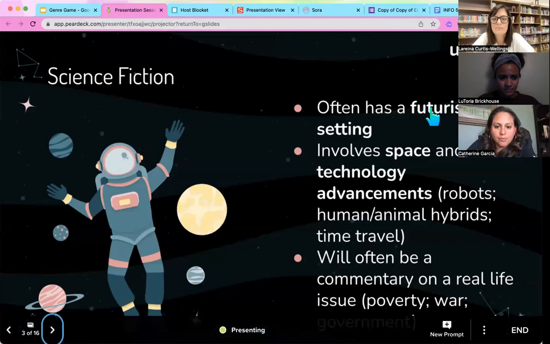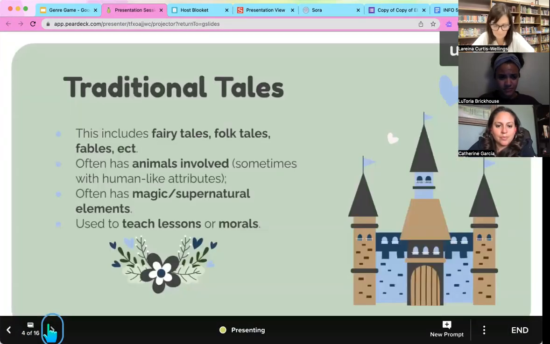Science fiction has a futuristic setting, or it might have space and technology or some kind of advancements than what we currently have. There's traditional fairy tales or traditional literature, and it encompasses a whole lot of different subgenres like fairy tales and folk tales. Some of the commonalities are that it has some kind of magical element to it, and it is used to teach lessons or a moral.